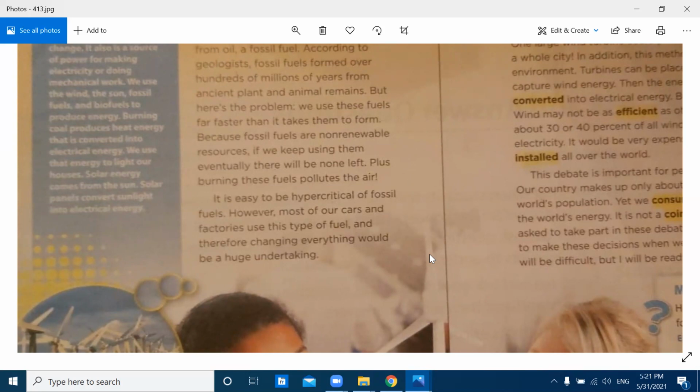it says it's easy to be hypercritical of fossil fuels. However, most of our cars and factories use this type of fuel, and therefore changing everything would be a huge undertaking.